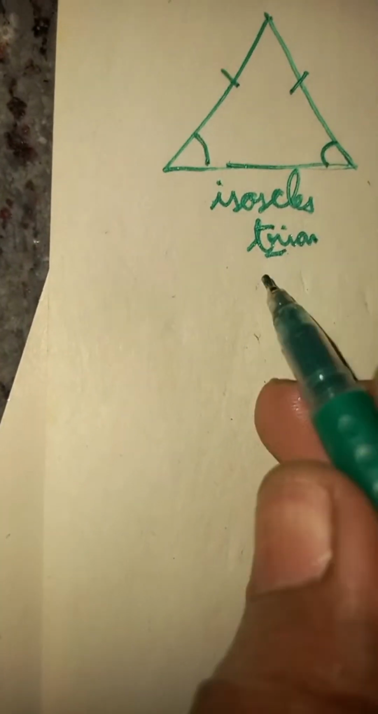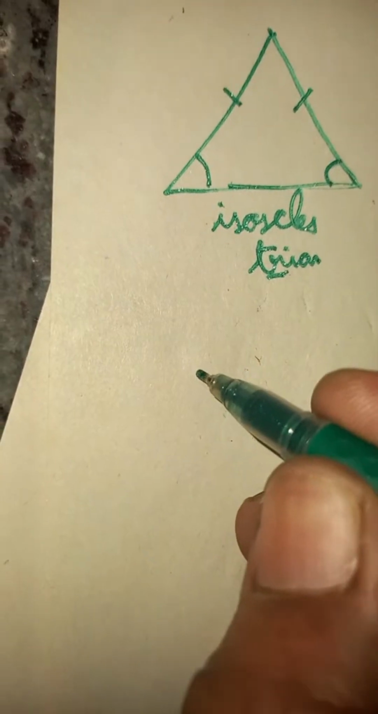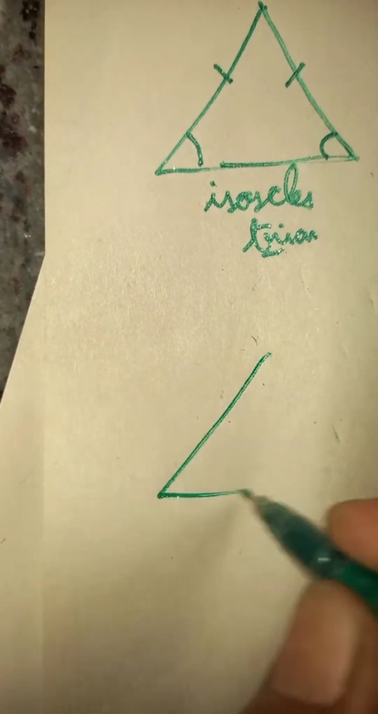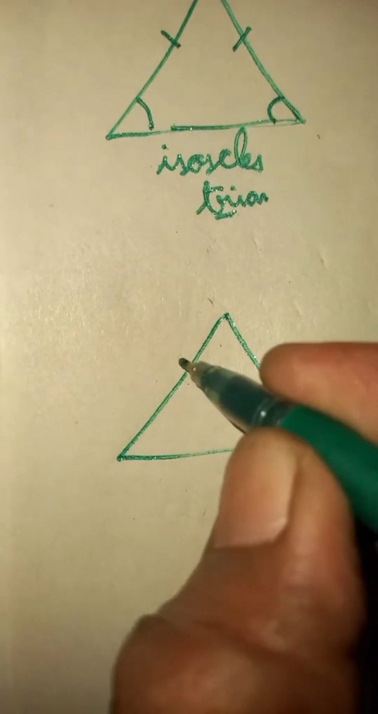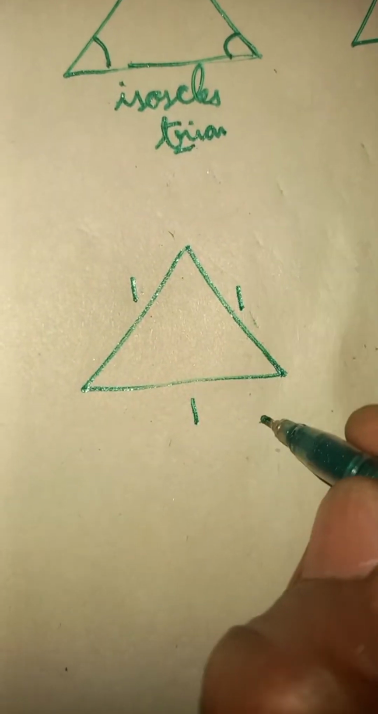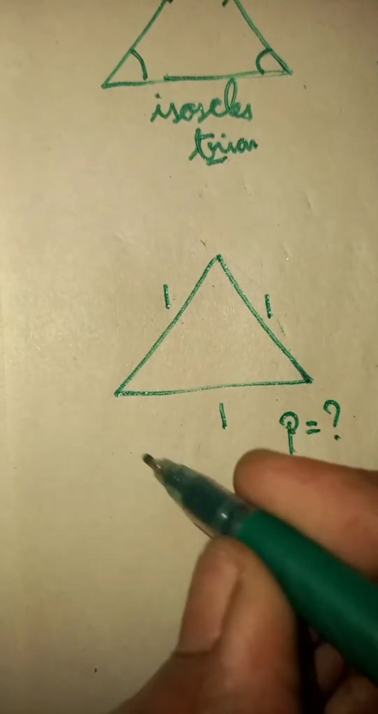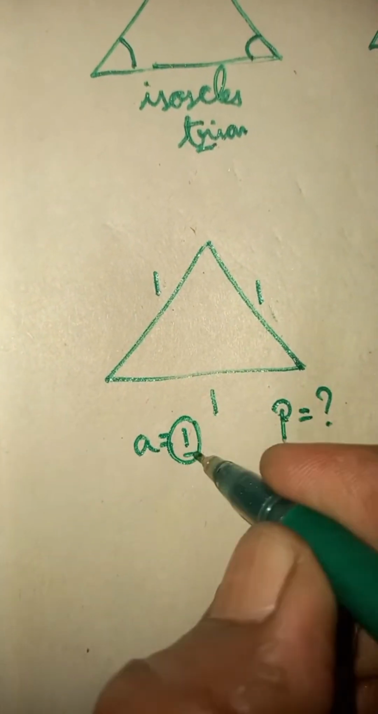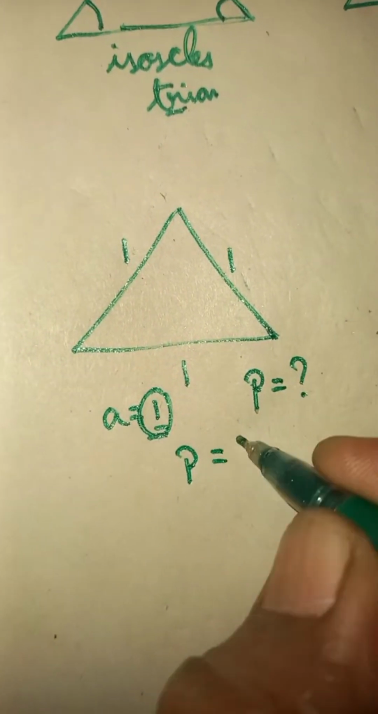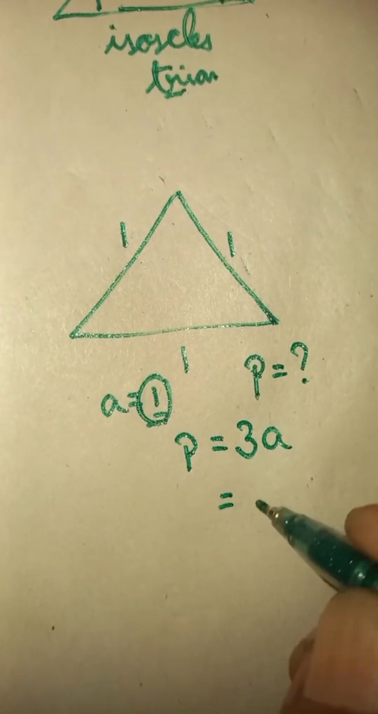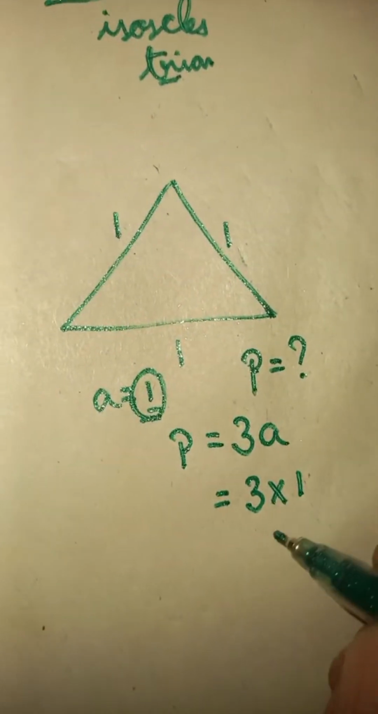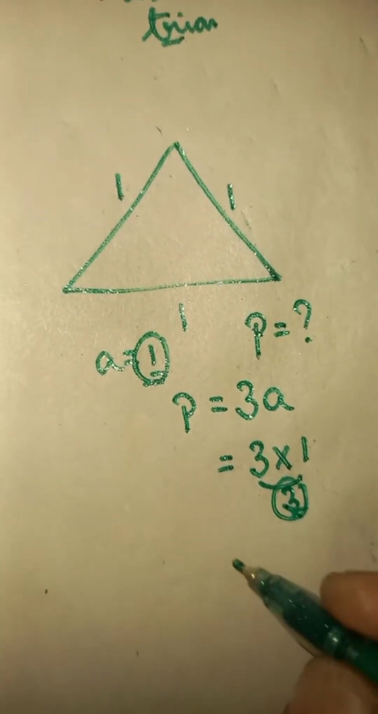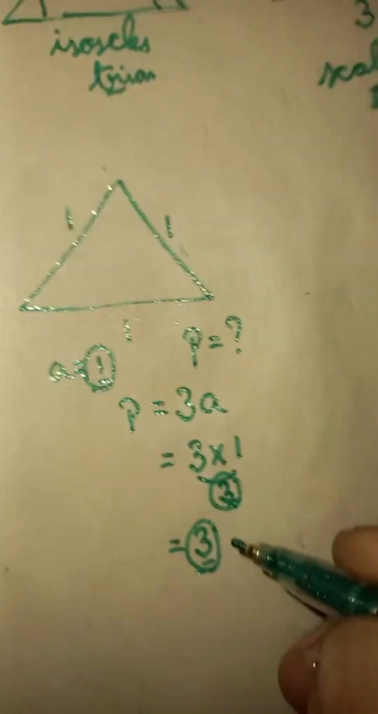Now you can take this one, that is, how to find out the area of this equilateral triangle. They have given an equilateral triangle. All three sides are 1 unit. First you need to find out what the perimeter is. A is the side length, 1 unit. The perimeter of an equilateral triangle is 3 times the side length. That is 3 times this side length, which is 1 unit. 3 times 1 is 3. So it becomes 3 units.